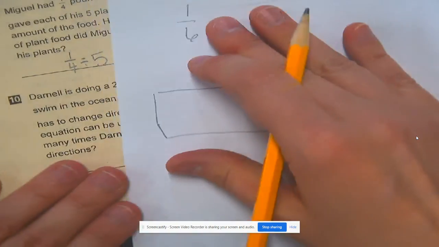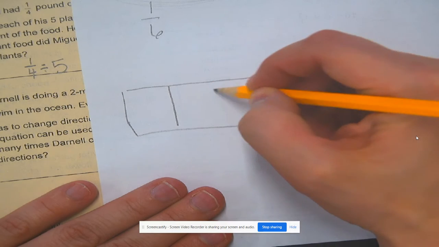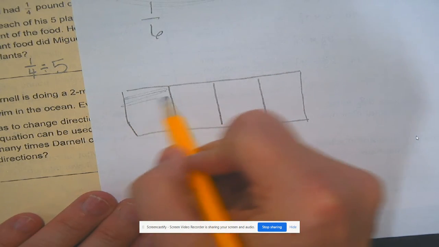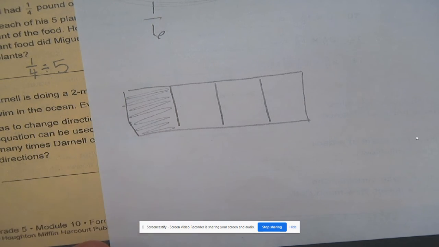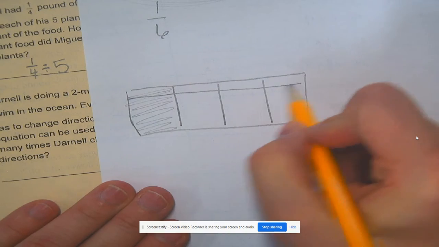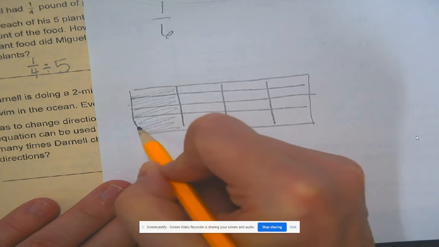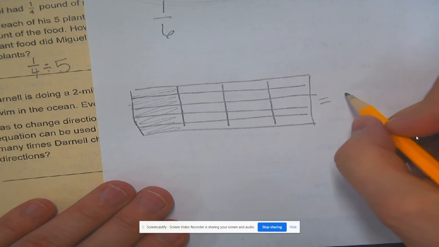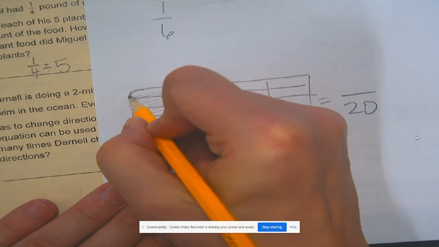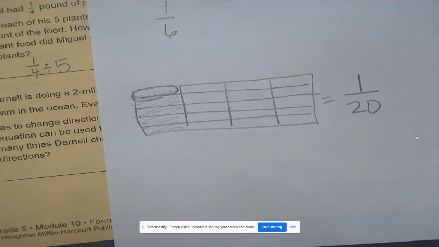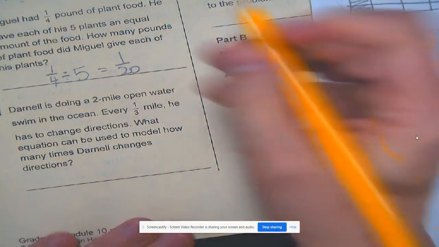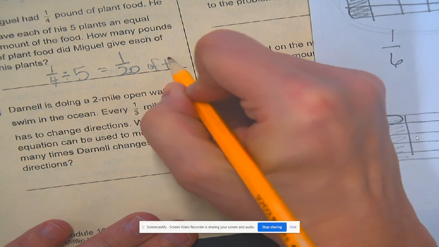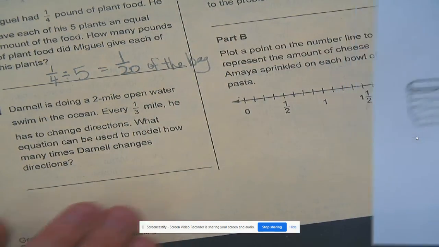what do I do first? Yep, cut it into 4s. And this is what we're looking at, the 1/4 of the plant food. And we gave it to 5 plants. So what do I do? Cut it into this. Now what is my whole cut into? 20ths. And each plant gets 1/20 of the bag. Good.